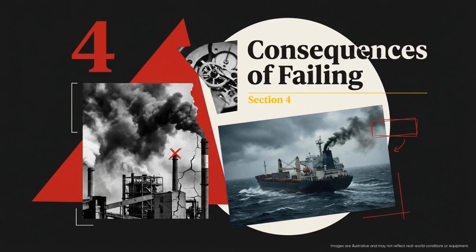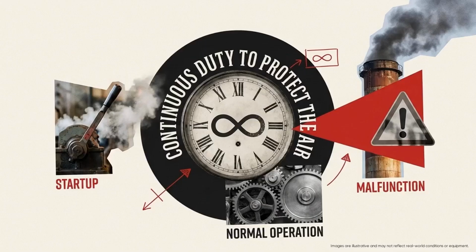And that brings us to our final section, Section 4, the consequences of failing. We need to look at the practical what-happens-if scenarios, because this really highlights the ongoing, relentless responsibility of your role. Compliance is absolutely not a one-and-done task. It's a permanent state of operation.